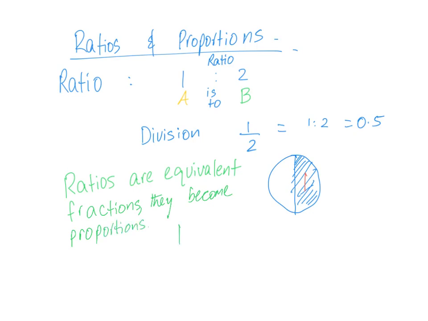So for example, 1/2, 2/4, 3/6, 4/8, 5/10, all of these are proportions, okay? Because all of them are equivalent fractions. A simple way to determine if a proportion exists, simplify the fraction.